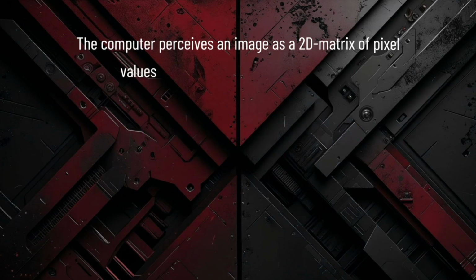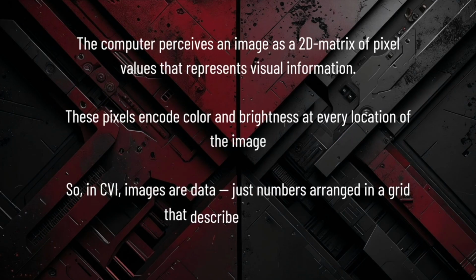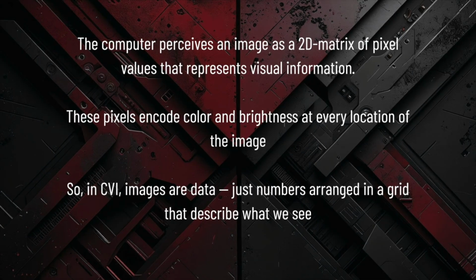So unlike us, the computer perceives an image as a 2D matrix of pixel values that represents visual information. These pixels encode color and brightness at every location of the image. So we can see that in CV, images are just data, just numbers arranged in a grid that describes what we see.